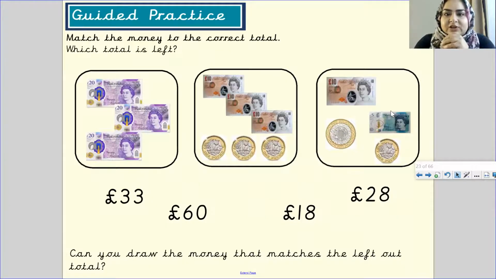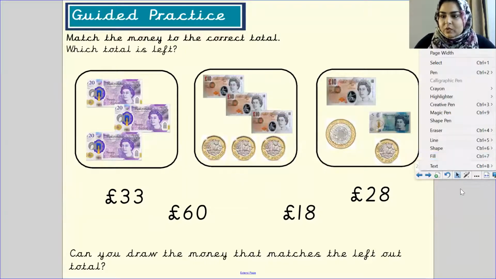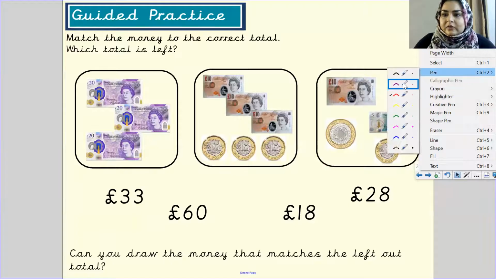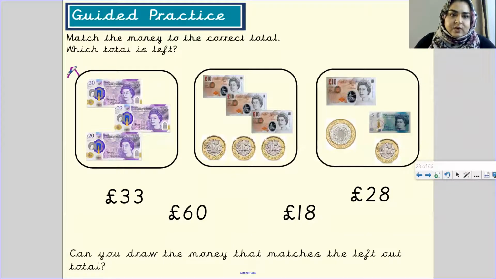Now, match the money to the correct total. Which total is left? What I would like you to do first is count each square, and each square's amount matches one of these amounts here. Can you, on your mini whiteboards, write down which amount square A is, which amount square B is, and which amount square C is? And then once you have done that, can you draw the money that matches the left out total?